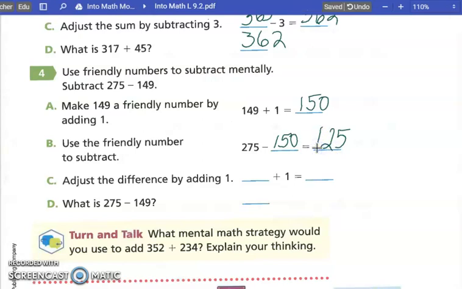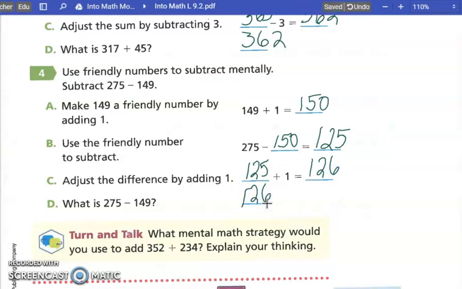Then we're going to have to add back that, adjust the difference by adding 1. Okay, so then we're going to take our friendly number, 125, and we're going to add 1. And at first I thought, oh no, we should do the opposite. But when we added 1 to take away from our original number, then we took too many away. We subtracted too many away. Because we made this number, we're subtracting 1 more. So we would have to add back that 1. So 126. So 126 is our answer.